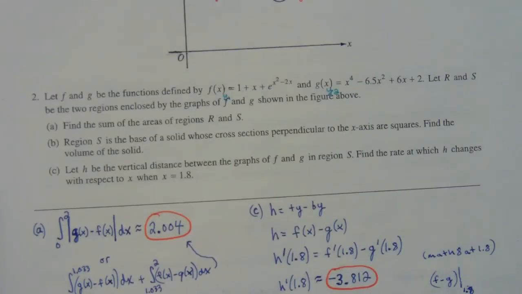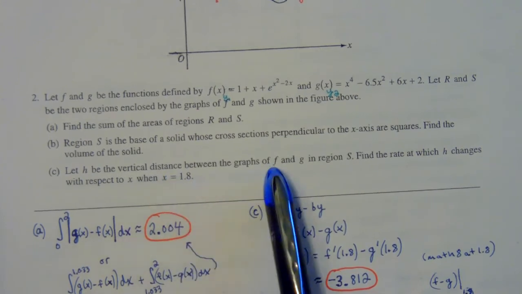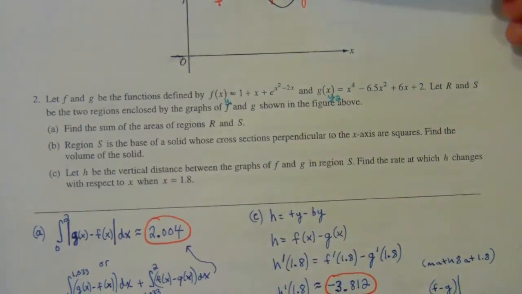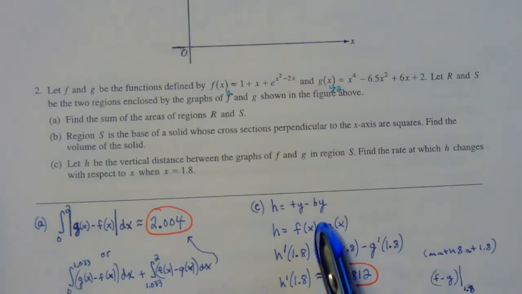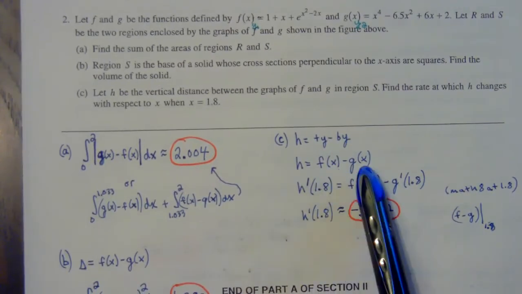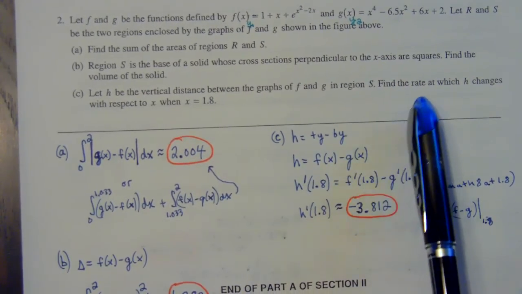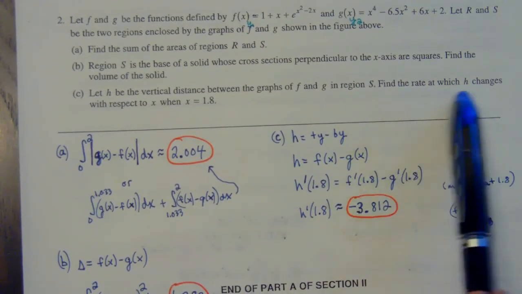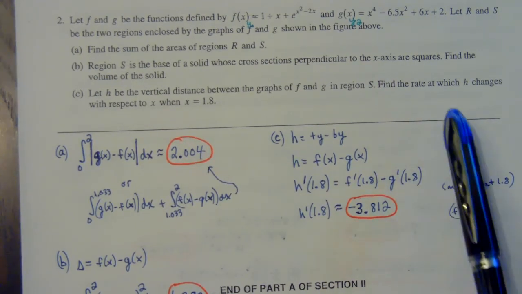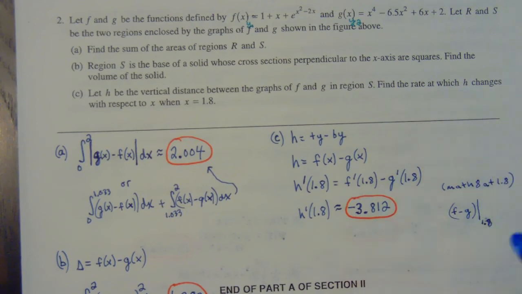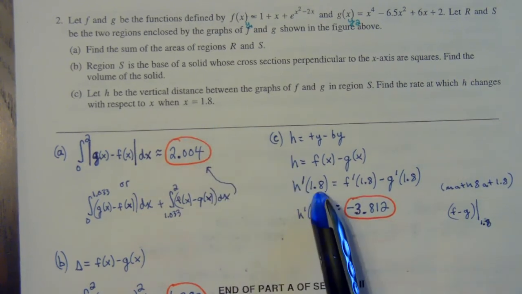And then the last part, it says H is the vertical distance between the graphs F and G in that region S. So H is just the vertical distance between those, same thing as S, just the vertical distance between the two graphs is just top Y minus bottom Y, which is still F minus G. And then it wants to find the rate at which H changes. That is automatically a derivative. The rate at which something changes, how fast something's changing, that's your derivative. So you want to find H prime at the 1.8 right there.